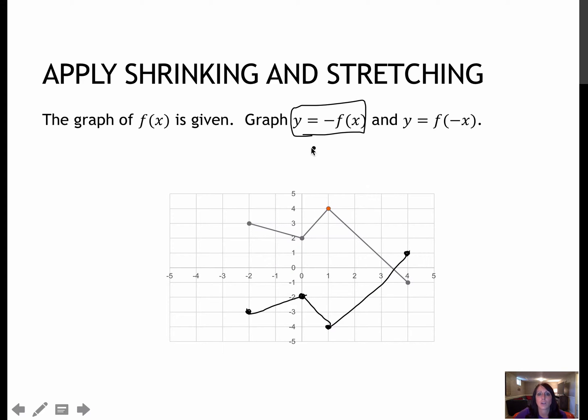Notice, across the x-axis. So across the x-axis, I've just used negative y for every y. So that's what happened: I took it across the x-axis.